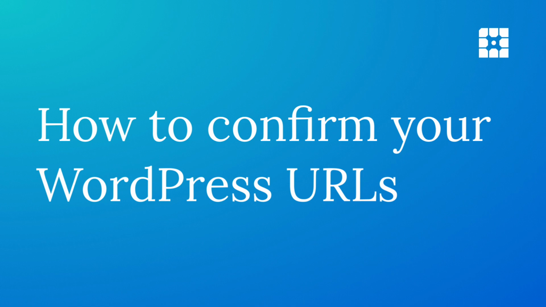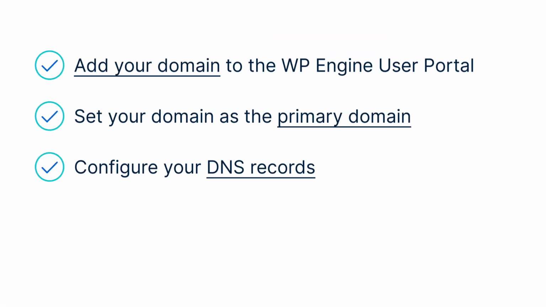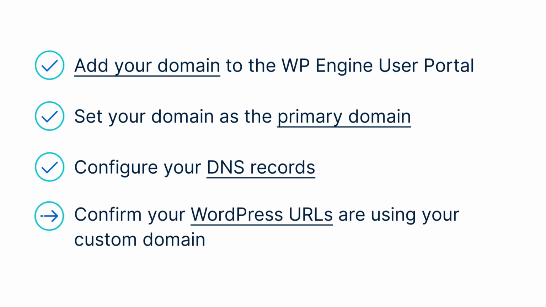You've already added your domain in the WP Engine user portal, set it as the primary domain, and configured your DNS records. Now there's just one more quick check to make sure everything lines up. In this video, we'll show you how to confirm that your WordPress settings are using your custom domain and how to update them if they aren't.